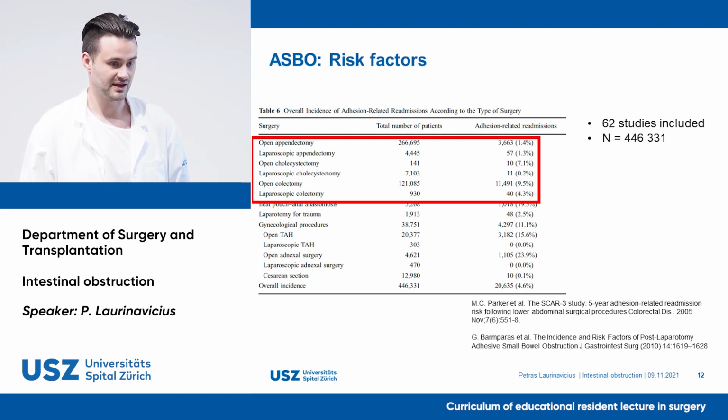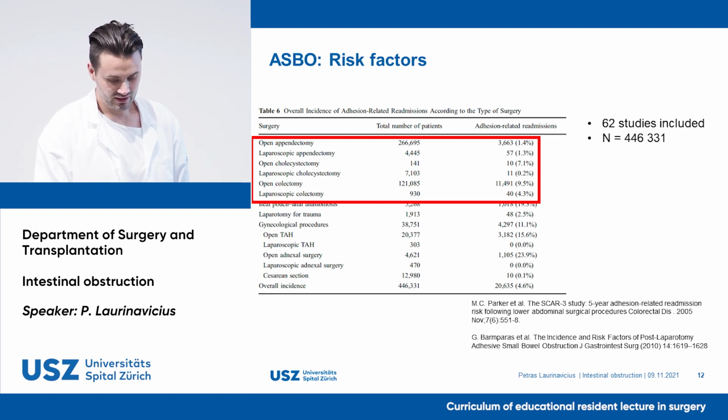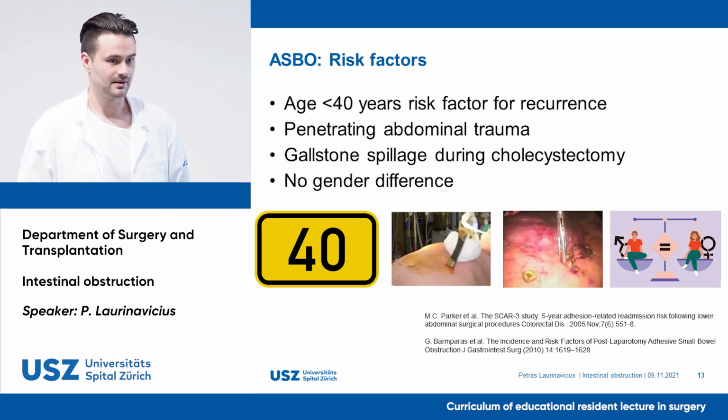risk for ASBO. The other known risk factors are age under 40 years, which is an independent risk factor for recurrence of this disease. Penetrating abdominal trauma has an incidence of 7.3% for ASBO. Gallstone spillage during cholecystectomy increases the risk of ASBO because of the inflammation that the gallstones produce as foreign bodies. And there was no gender difference reported in the studies.